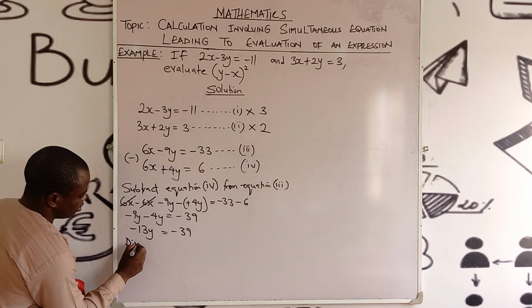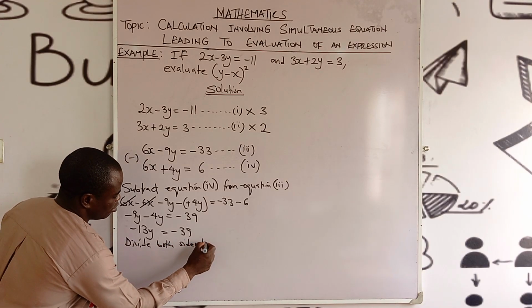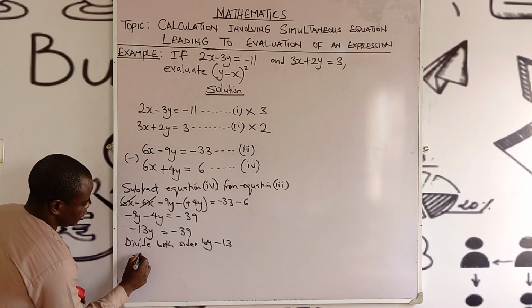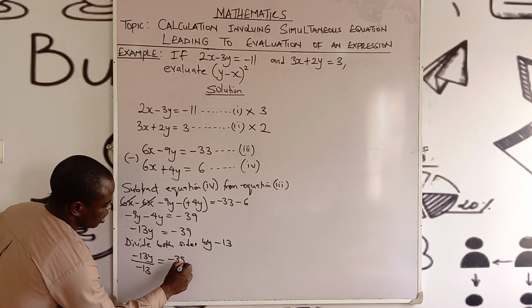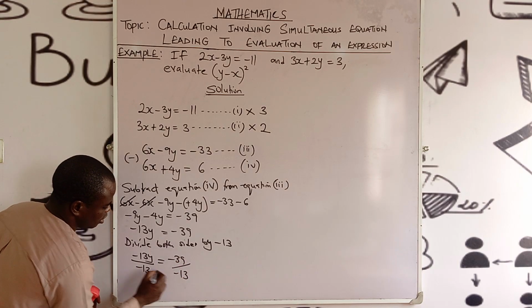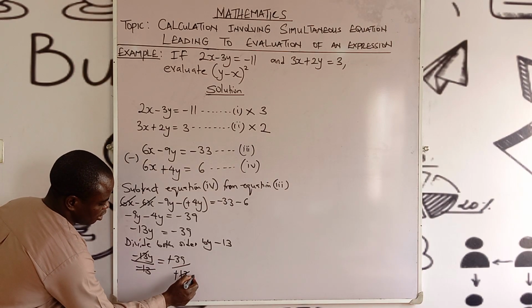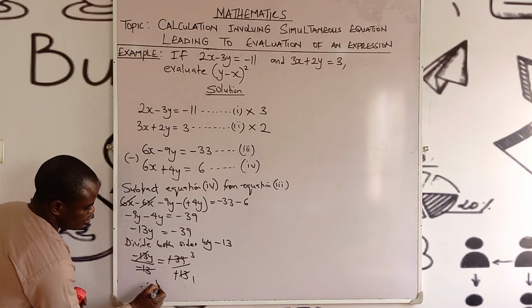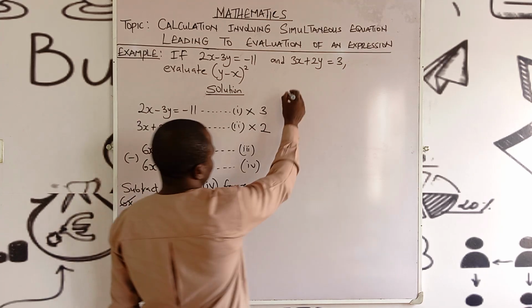Divide both sides by minus 13. Minus 13y divided by minus 13 equals minus 39 divided by minus 13. Minus 13 cancels minus 13. Negative times negative, 13 times 3 is 39. Therefore, our y equals 3. I've gotten the y to be 3.